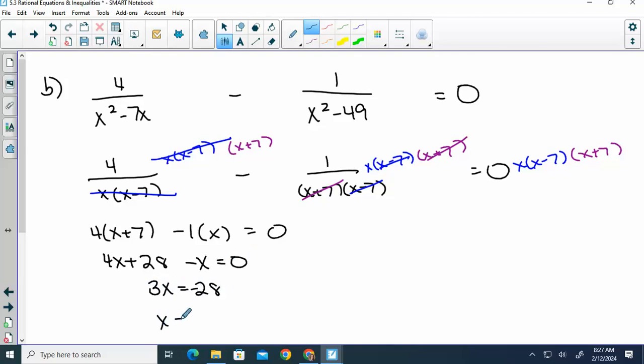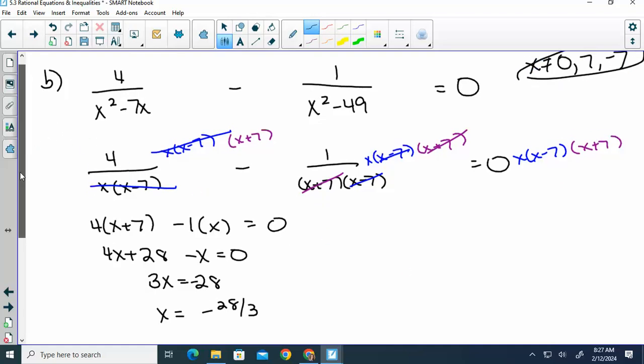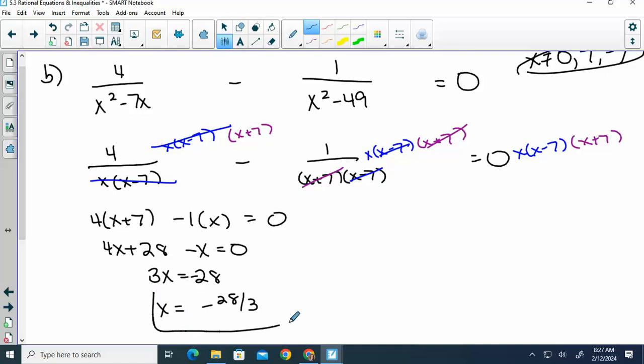I failed to write down here, what can x not be in this problem? 0 and plus or minus 7. Everybody knows where those are coming from. Those are the vertical asymptotes, so that isn't part of the domain. So negative 28/3 is acceptable. So that is our final answer.